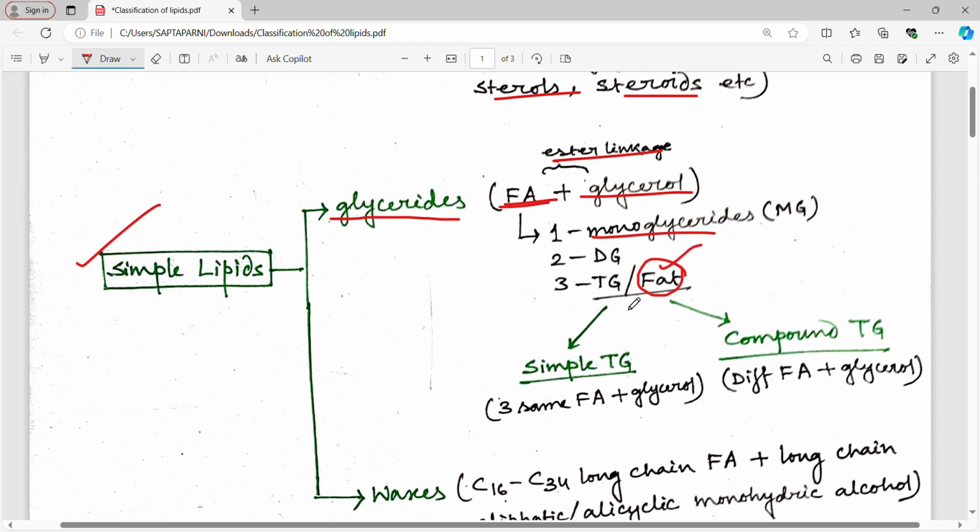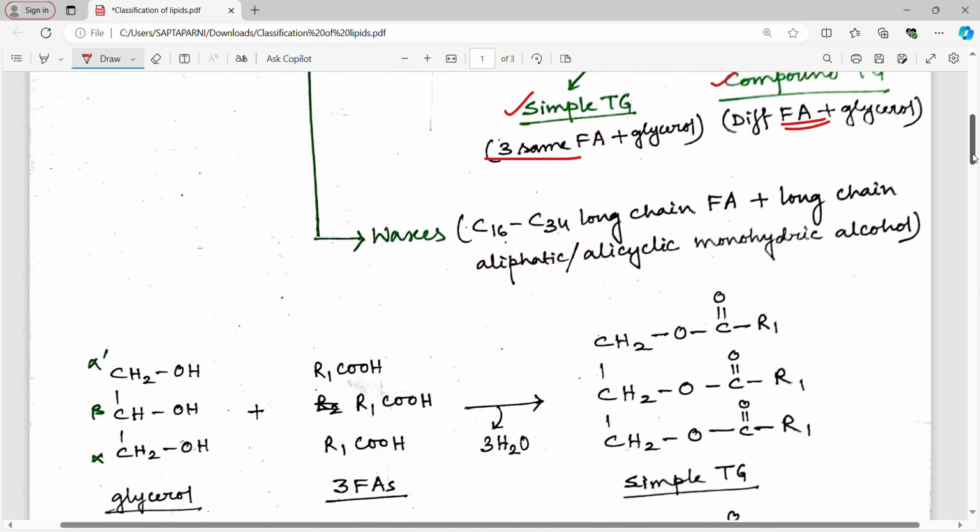Now these triglycerides can be of two types. One is simple triglyceride, another one is compound triglyceride. In simple triglyceride, the three fatty acids which are esterified with glycerol's hydroxyl groups are the same in nature. Whereas in the case of compound triglycerides, the fatty acids are different from each other. It can be that two fatty acids are of the same type and one is of another type, or all three fatty acids are of different types.